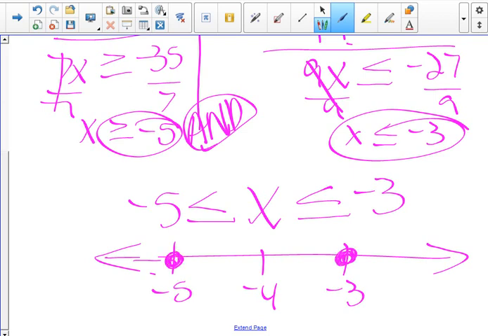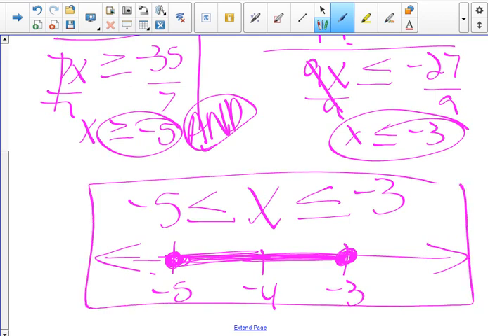So it's x is greater than negative 5, but it's less than negative 3. So it's a segment. Remember, and makes the segment. And that's your answer. The answer in the graph.